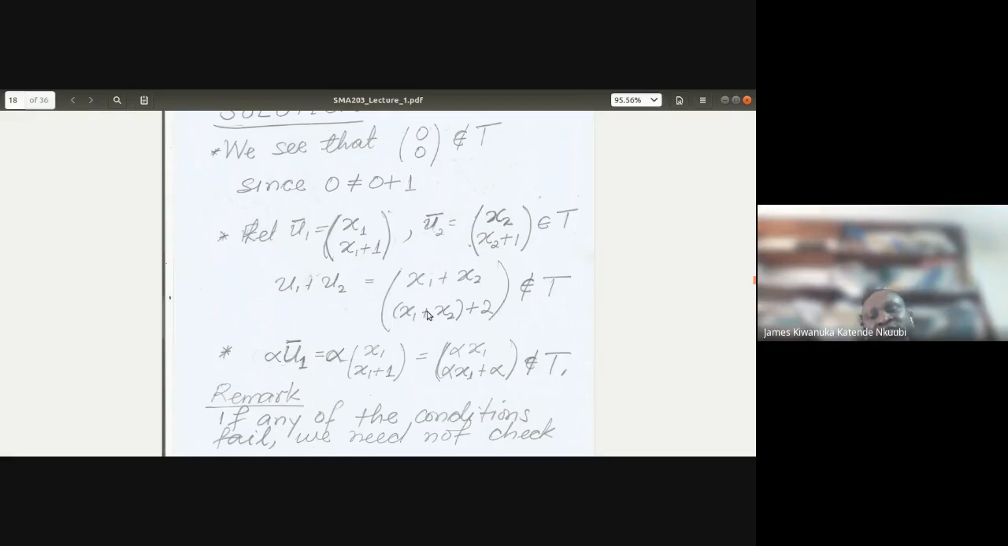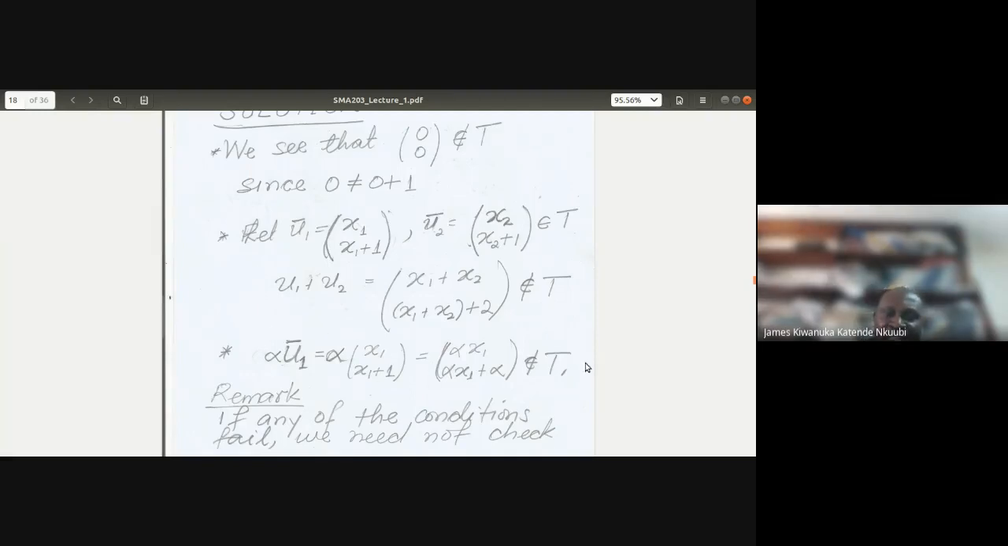Now, this does not satisfy the requirement for elements in T, that is, the second component to be the first component plus 1. In this case, after adding them, the second component is the first component plus 2. And that does not satisfy the requirement for elements of T. So we see that when we add two vectors in T, we don't get another vector in T.